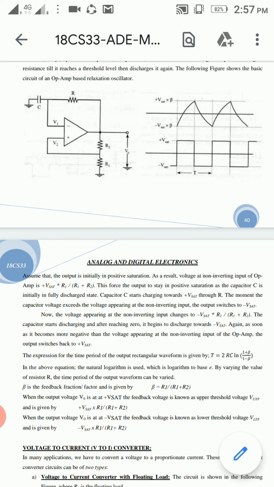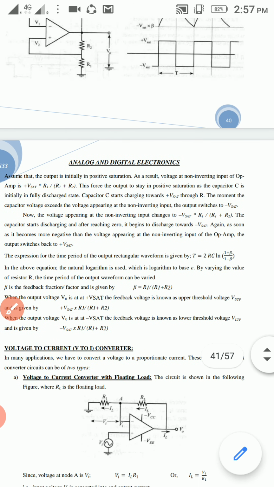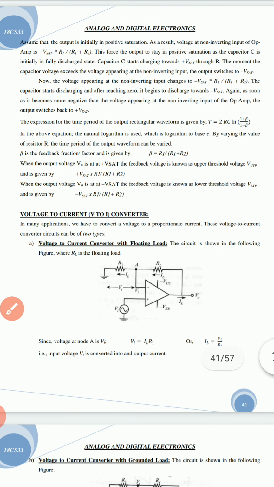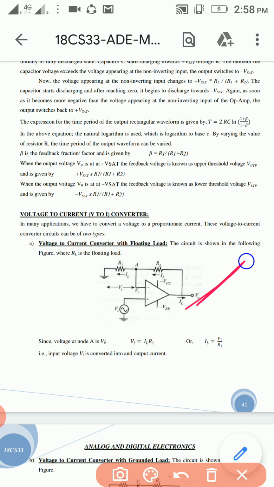The next concept is voltage to current conversion, the V to I converter. First, we have to see the voltage to current converter with a floating load. So how exactly will it be? See in the circuit diagram, an operational amplifier is connected. I am giving the input supply to the non-inverting terminal. The load is connected as a feedback.